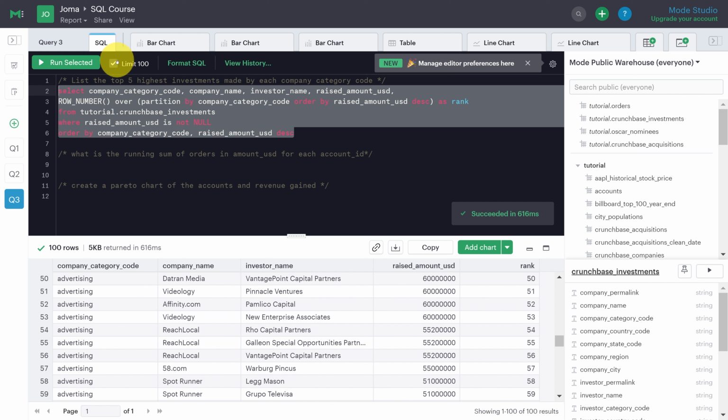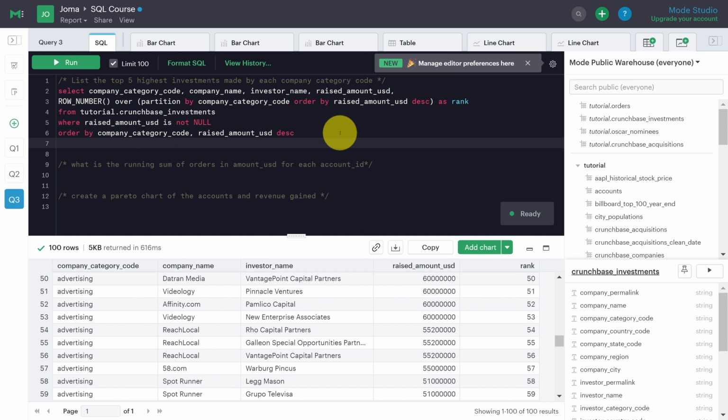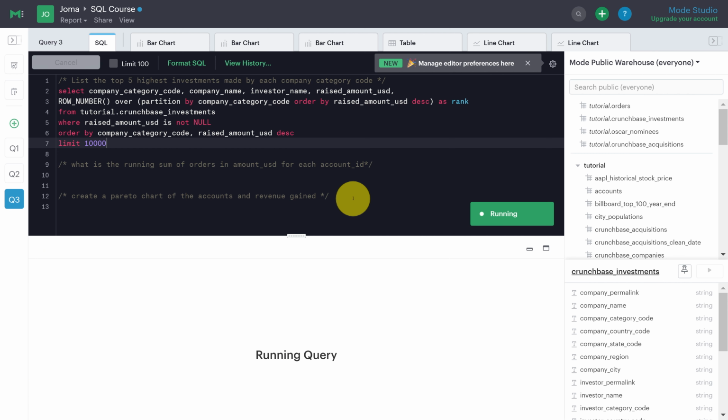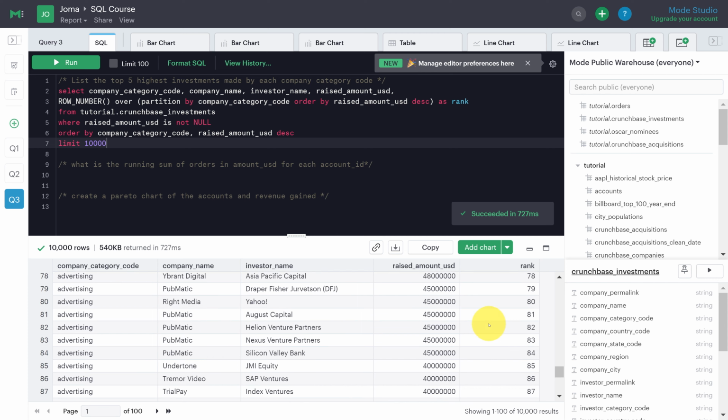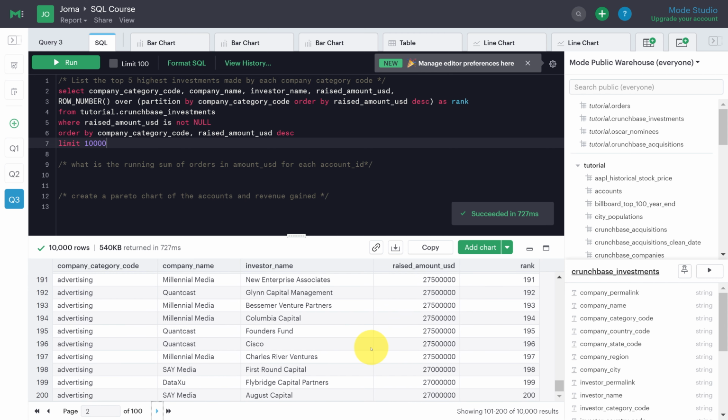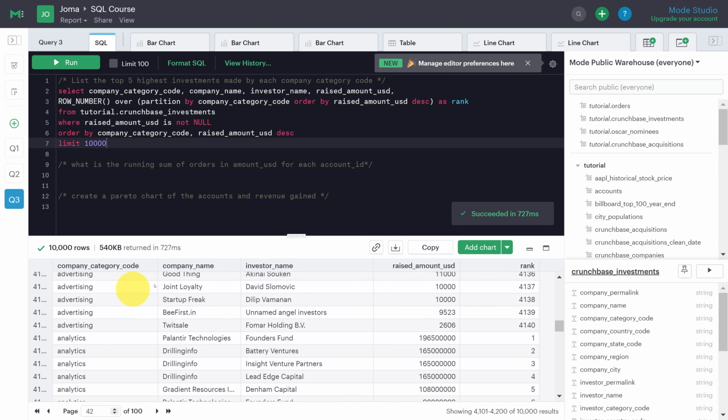Okay, let's not limit these. Actually, let's limit this to something bigger. Limit 10,000. Let's see if they let us do that. Okay, cool. Yeah, so advertising. Let's do the next page. Oh, lots of advertising companies. Okay, still advertising. All right, there you go, I found the break. So as you can see, we have all these advertising companies, and then how much money they raised. Well, 2,000.